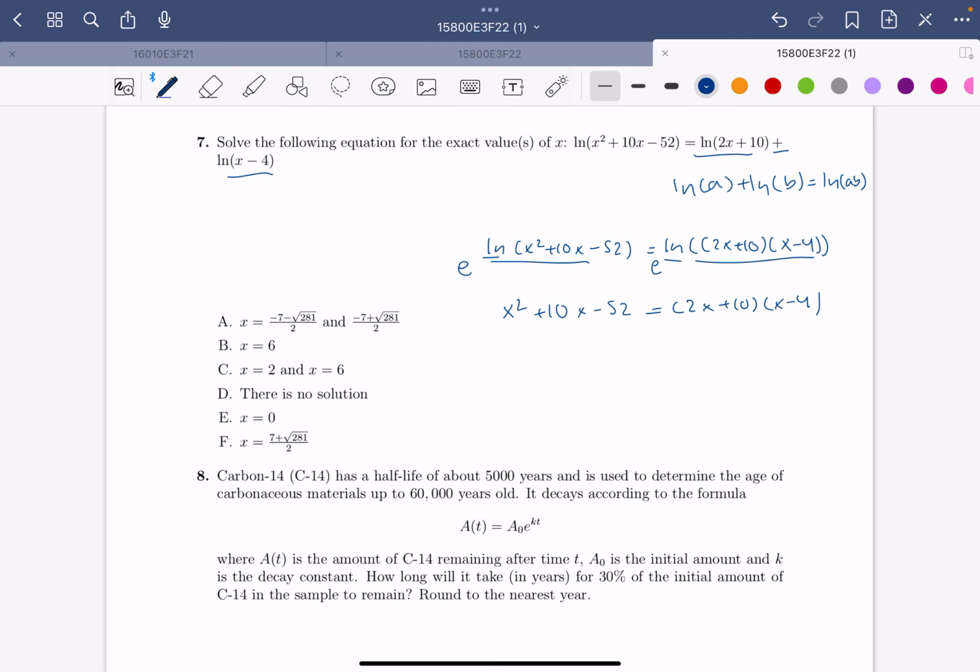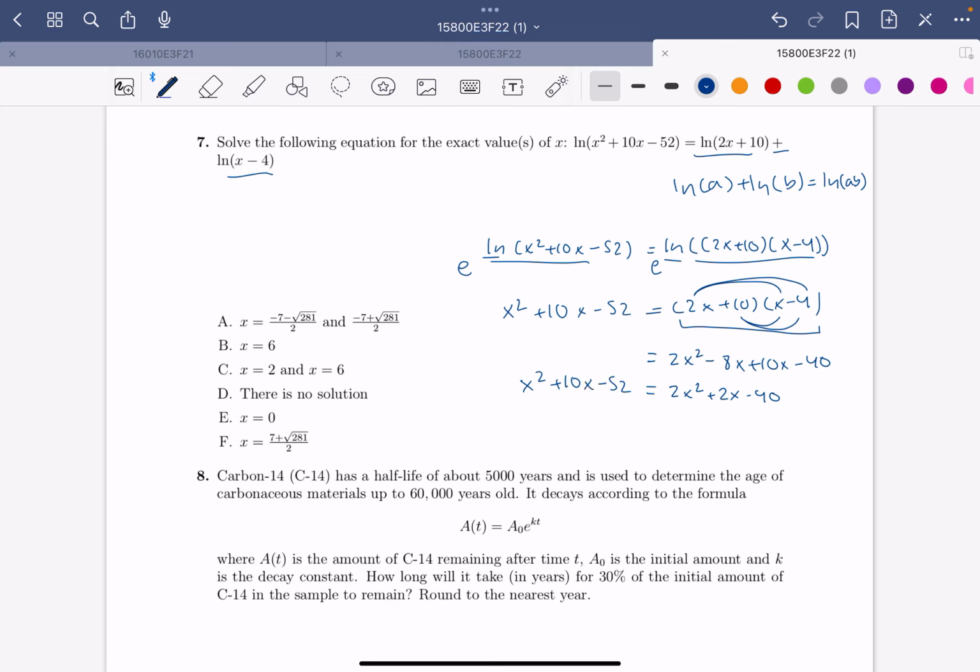Now I'm going to go ahead and distribute this right side. So 2x squared from this, and then 2x times negative 4 is negative 8x, and then plus 10x, and then minus 40. If I simplify this a little, we get 2x squared plus 2x minus 40, and that whole thing is still equal to the left side of x squared plus 10x minus 52.